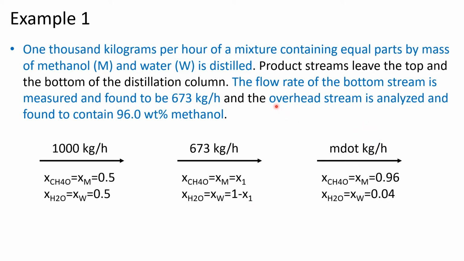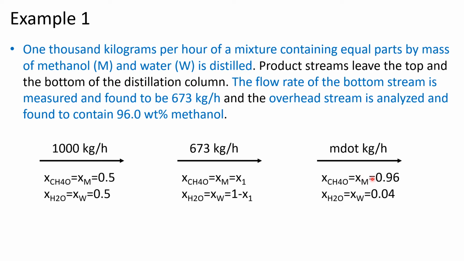The last stream is the overhead or top stream. It's analyzed and found to contain 96% methanol. That information is represented in this labeled stream here. We're not told the flow rate, so we use a variable name, m dot, to represent it. And the unit's going to be kilograms per hour. They'll have to be the same as the units for the flow rates of the other two streams.